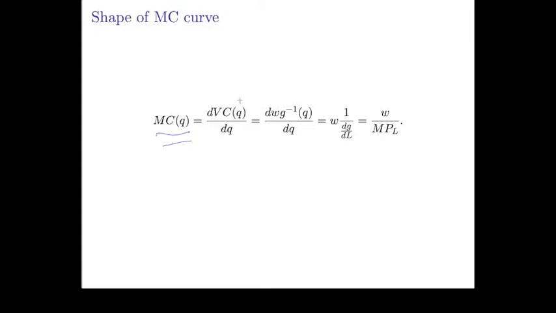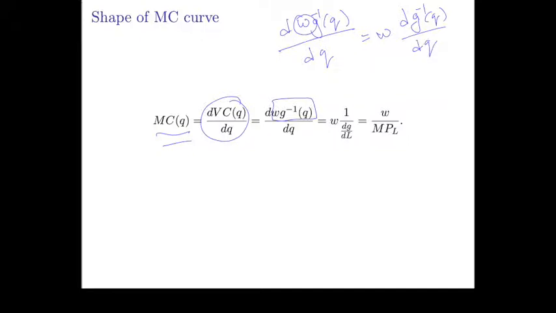So the marginal cost, remember, is the derivative of the variable cost with respect to Q. Now, variable cost on the previous slide is wage times the inverse of G at Q. If you want to know the derivative of the inverse, well, W is a constant, so it's W times d G inverse of Q over dQ. There's a standard result in calculus that says that the derivative of the inverse is just 1 over the derivative of the original function. So the derivative of the inverse of G is just 1 over the derivative of G.